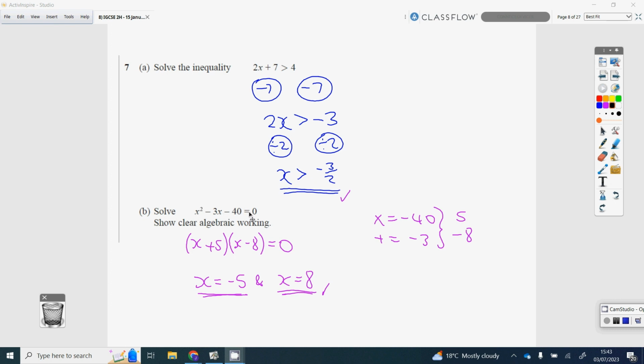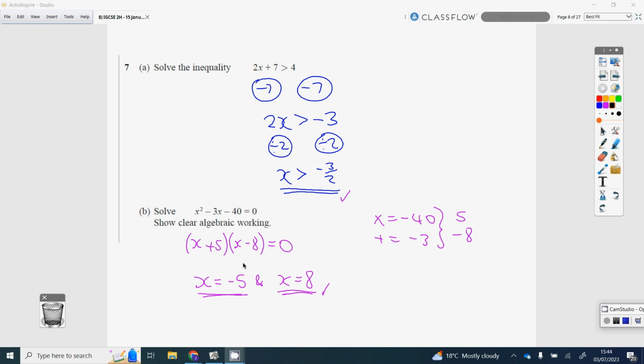Now, for part B, you could use the quadratic formula, but I think it's easier when it does factorize to actually factorize. So we're going to create a pair of brackets. And because we've got an x squared, the first term in each bracket is going to be x times x. So they're both x's. And then we need to work out these magic numbers.